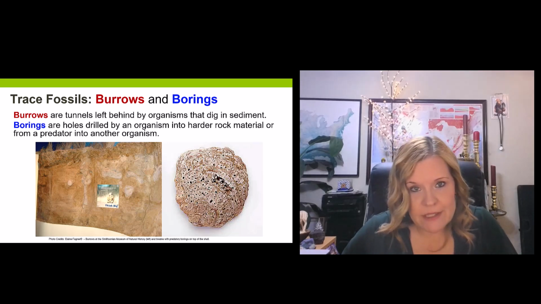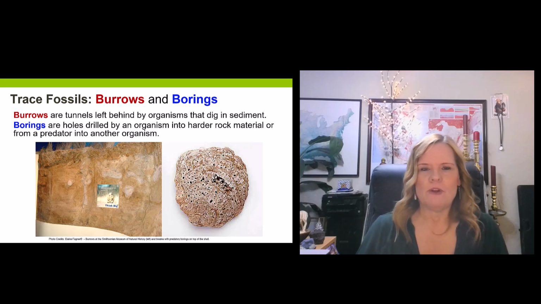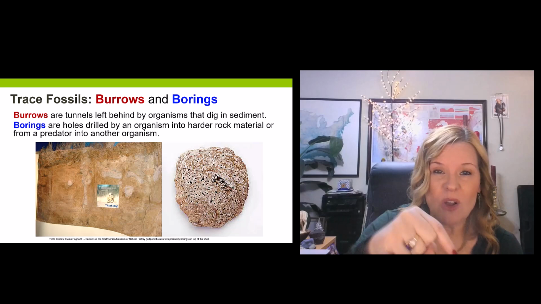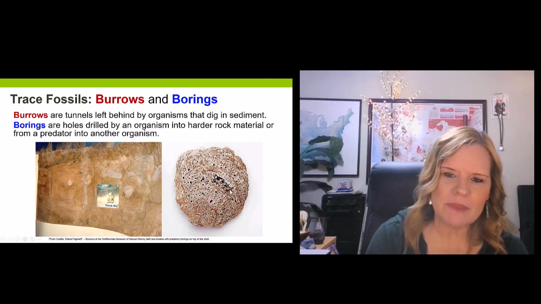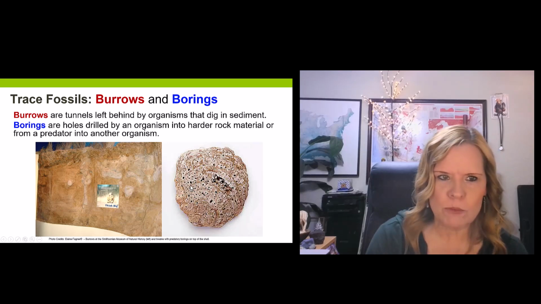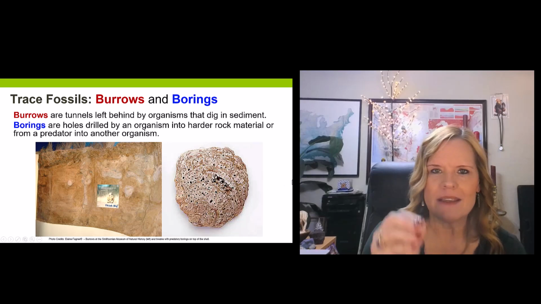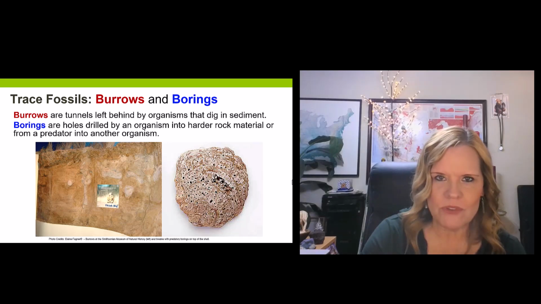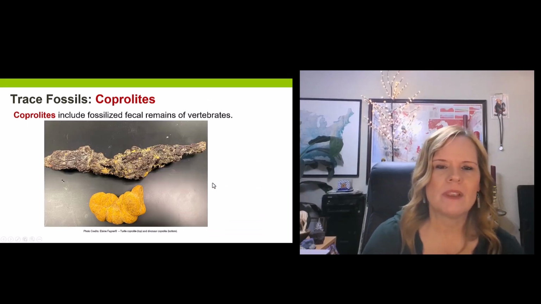Burrows and borings. Burrows are where animals literally burrow, like prairie dogs, into the subsurface, and borings are where they drill a hole. That can be a predatory or a symbiotic type thing. So these holes right here are borings. That is a very common thing to see on many fossils, holes where something was trying to get something out or living on top of it.